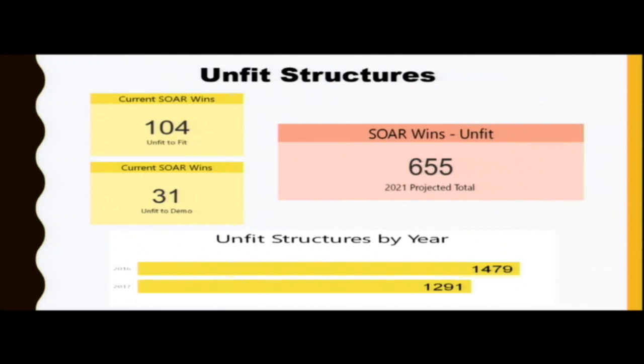All right, the next wins are unfit structures. The 104 count is unfit to fit. So those are houses that were unlivable and now people can live in them. And then 31 is unfit to demo. The 5-year projected total for this is 655. The number decreased by 188, so that's definitely a move in the right direction.